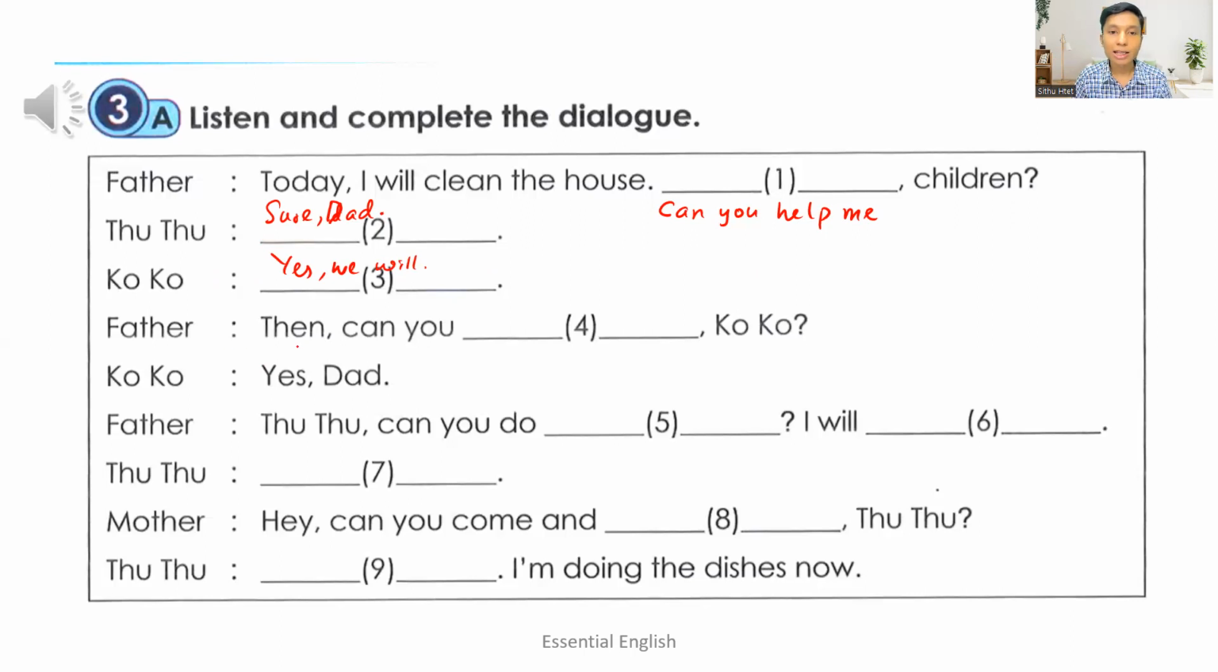And then father said, then can you clean the windows, Coco? The father wants Coco to clean the windows. So perhaps the windows are dirty, so he wants him to clean the windows. And Coco said, yes, Dad.